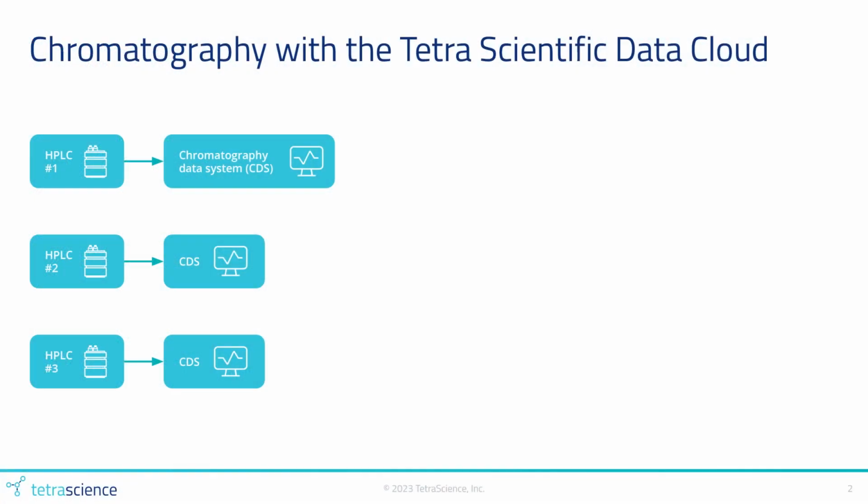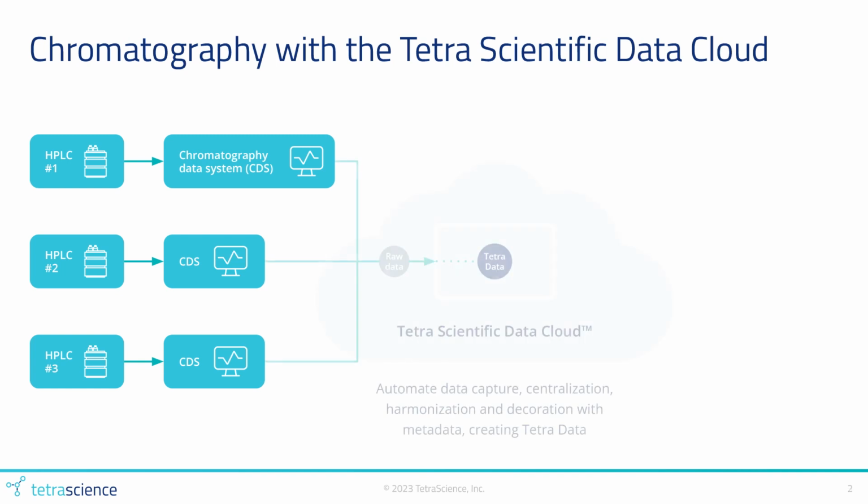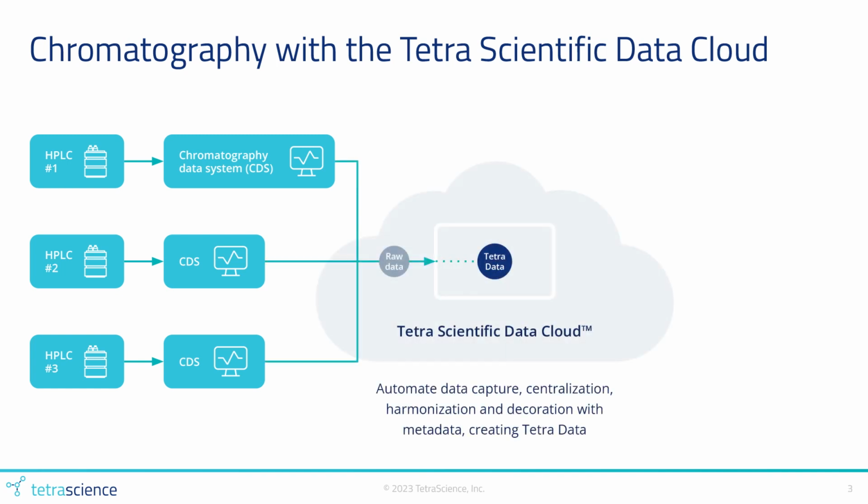Members of chromatography labs, including lab managers, technicians, and analysts, are often faced with issues that arise due to a lack of centralized and harmonized data. The Tetra Scientific Data Cloud addresses these issues by collecting your chromatography data into a single centralized location and engineering it into Tetra data. This contextualizes raw instrument output with sample, method, and instrument metadata and harmonizes the data into a vendor-agnostic format that is analytics and AI ready.